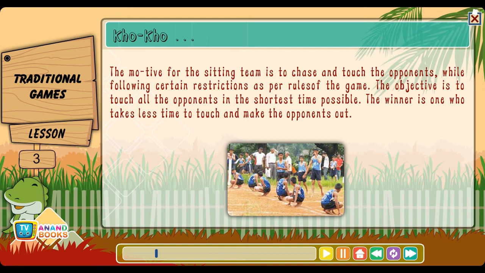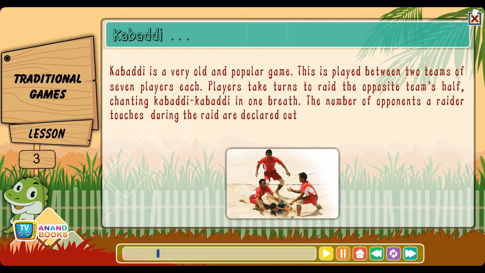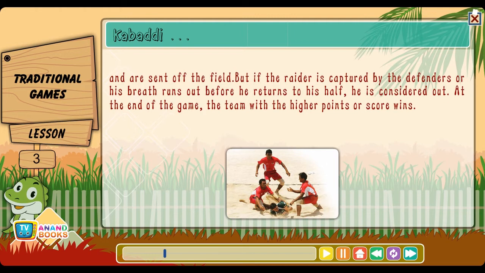Kabaddi. Kabaddi is a very old and popular game. This is played between two teams of 7 players each. Players take turns to raid the opposite team's half, chanting Kabaddi Kabaddi in one breath. The number of opponents a raider touches during the raid are declared out and are sent off the field. But if the raider is captured by the defenders or his breath runs out before he returns to his half, he is considered out. At the end of the game, the team with the higher points or score wins.